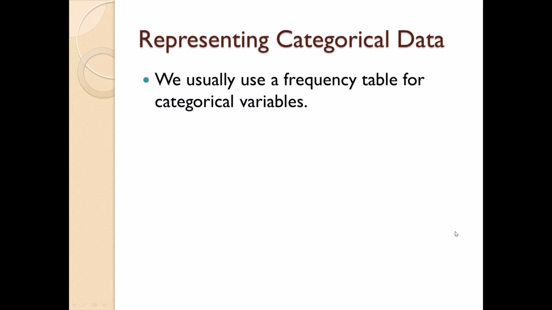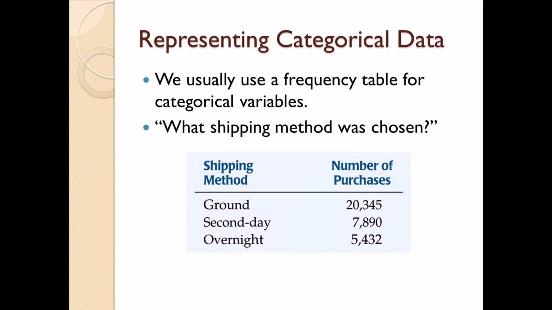All right, so representing categorical data, we can do these mainly in table forms. For a single variable like shipping method, you can just break it down into subcategories, ground, second day, and overnight, and take the total number of purchases and just break them down by those 3 breakdowns.